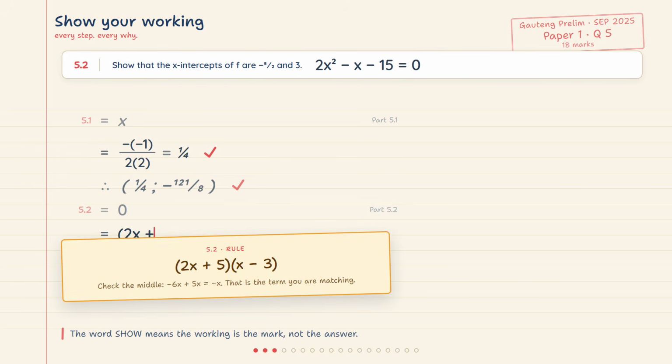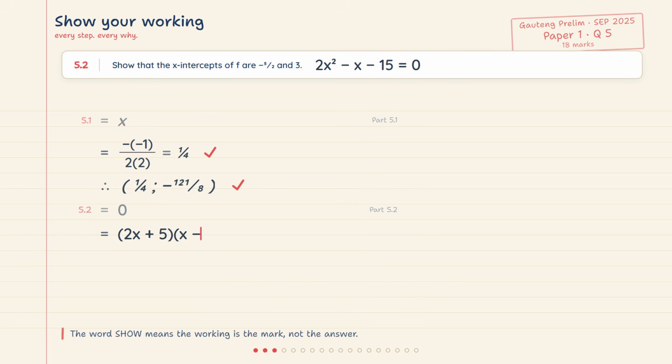X-intercepts mean y is 0. So set the whole thing to 0 and factorize. 2x squared minus x minus 15 comes apart as 2x plus 5 times x minus 3. Always check the middle term before you go on. Minus 6x plus 5x is minus x, which is what we want.